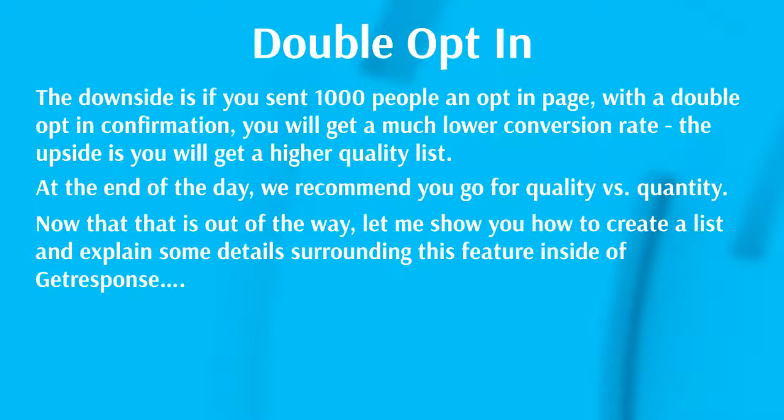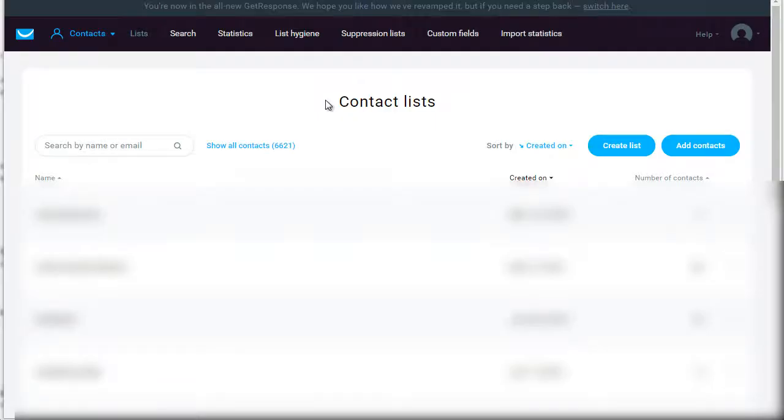So now that that is out of the way and we've talked about the fundamentals and some advanced strategies, let me show you how to create a list within GetResponse and explain some details surrounding this feature inside of GetResponse. Okay, so as far as creating a list, it's actually very easy to do once you understand how everything is laid out. So even though it might take me about 5 or so minutes to teach you, once you get a hang of this and once you start creating a list after list after list, it'll actually be easy.